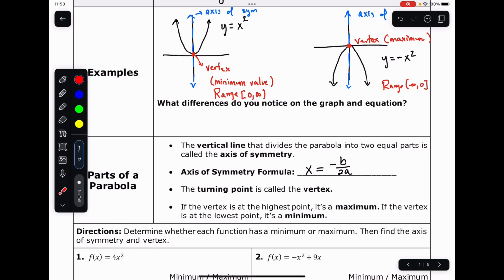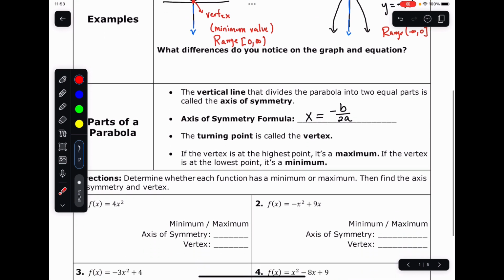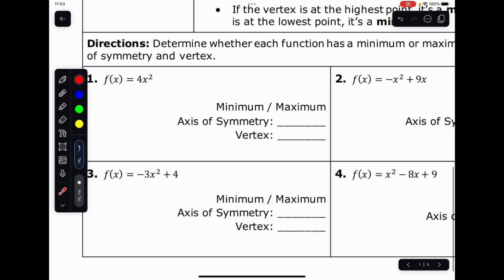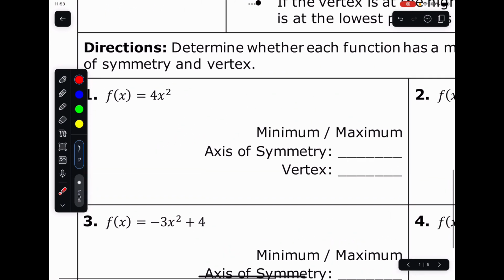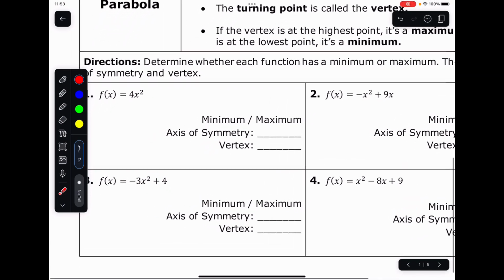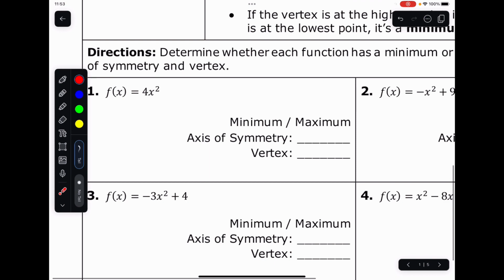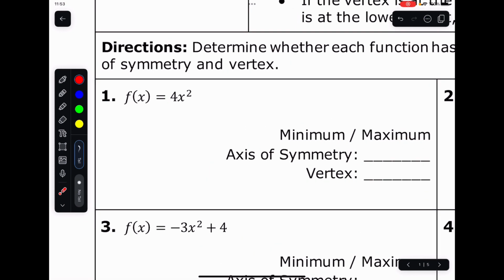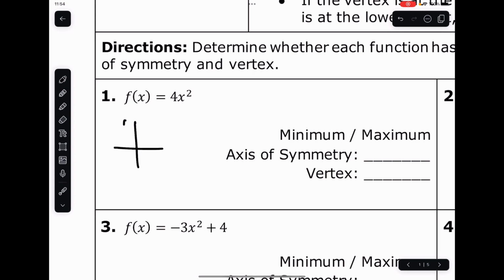So let's see how we determine our axis of symmetry and of course the vertex and all that. Looking at number 1, let's determine without graphing if each function is going to have a max or a minimum value, and then see what the axis of symmetry and the vertex are. So for example number 1, the equation is 4x squared. Since the x squared value is positive, that means that the parabola is going to open upwards. So I'm going to just draw a sketch of this.